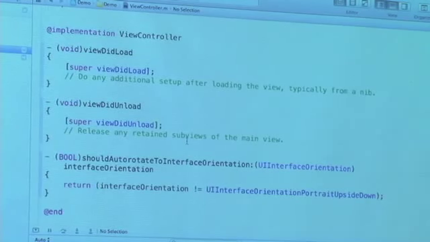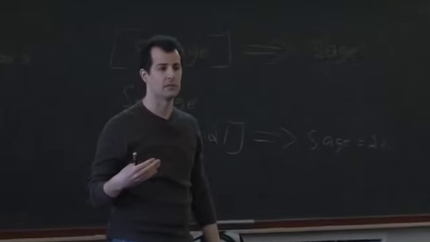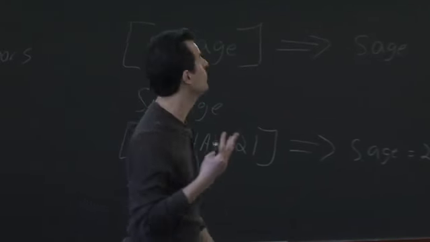UIViewController is my parent. He's probably declared these various methods. And I could confirm as much. If I Google UIViewController, I'll see a huge list of all of his methods. And I'm simply overriding three of them here.